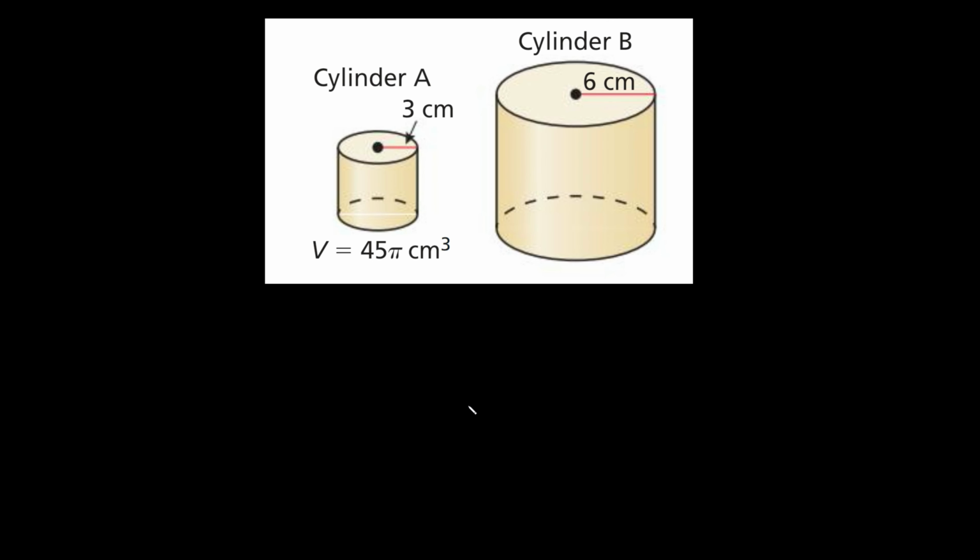So in this video, I'm going to teach you how to find volumes of similar solids. So we're going to go over two examples. One's going to be a cylinder and the other one's going to be a prism. All right, so let's start with this cylinder example.